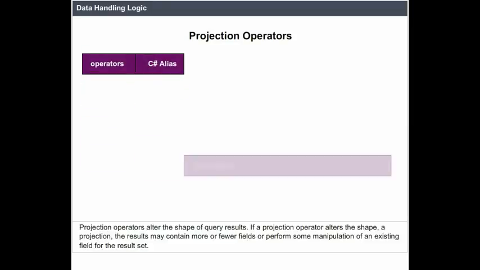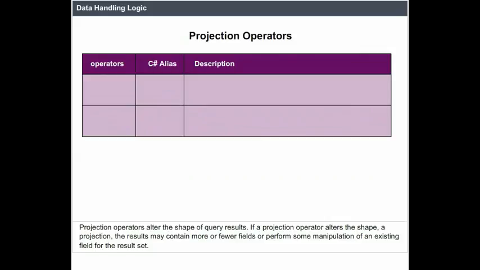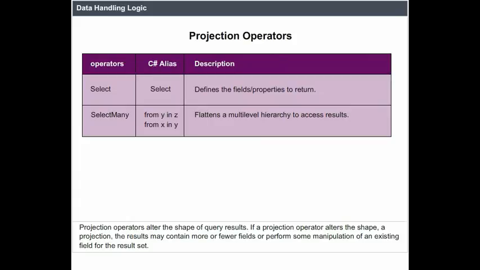Projection operators. Projection operators alter the shape of query results. If a projection operator alters the shape, a projection, the results may contain more or fewer fields or perform some manipulation of an existing field from the result set. Select defines the fields or properties to return. SelectMany flattens a multi-level hierarchy to access results.